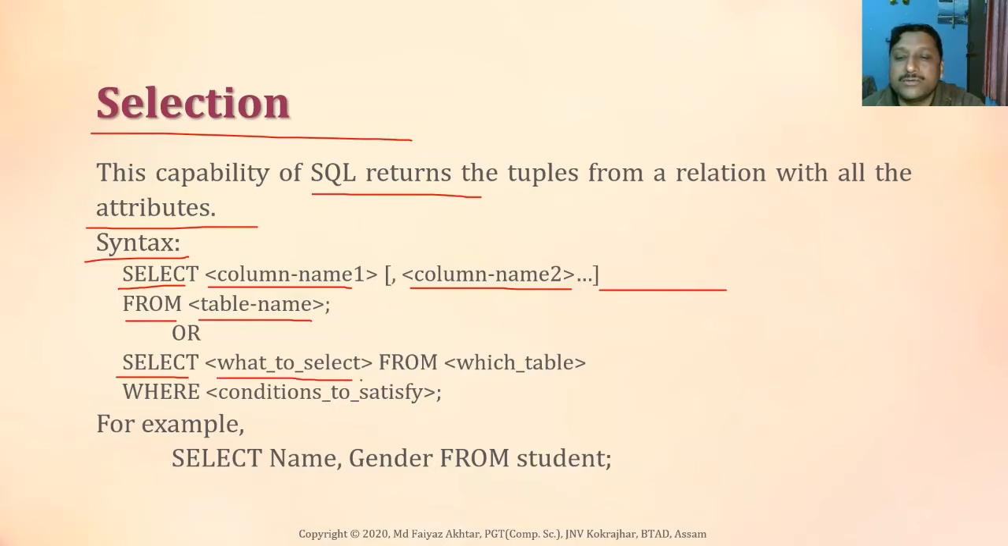For example, there is another syntax also. Select, then what do you want to select, column names we have to give here, then the from clause is to be used, and then from which table, the name of that table we have to give here, and then the where clause is to be given, and then a condition, how we want to filter the table or the data. For example, we have given here select name, gender from student. Only two columns will be displayed from the student table.